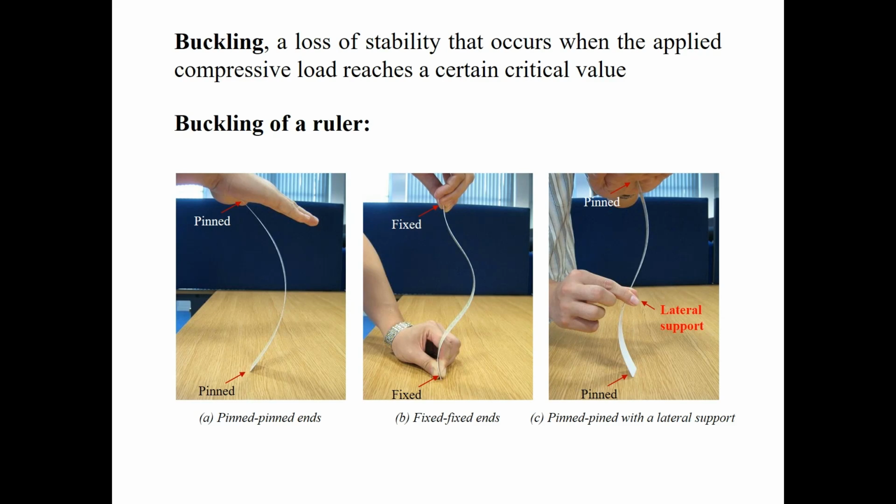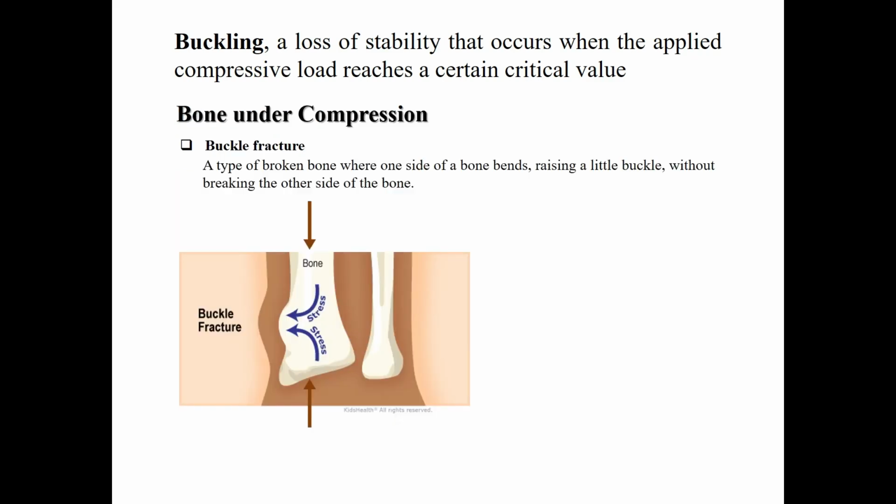Buckling is a failure mode of soft bone tissues. This type of failure is called buckle fracture, which is also referred to as impact fracture. In this type of failure, one side of a bone bends, raising a buckle, without breaking the other side of the bone. It usually happens when sudden compression is applied to the bone. This type of fracture usually happens in children under 10 years old. That's because their bones are softer and more flexible than adult bones. So the injury makes the bone bend and buckle, rather than break.